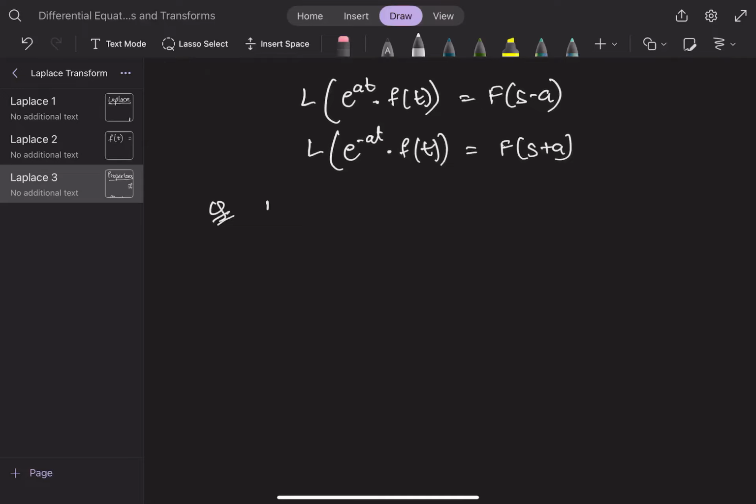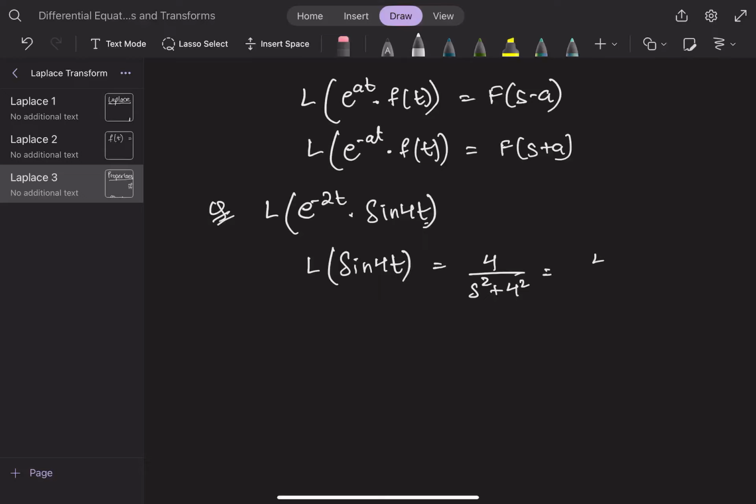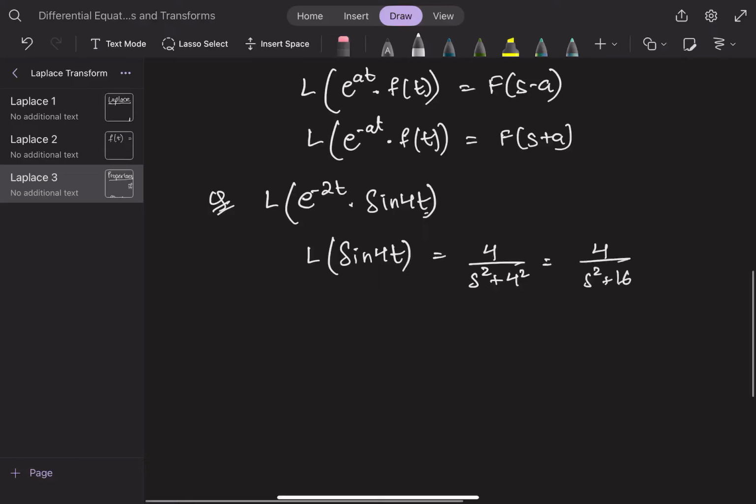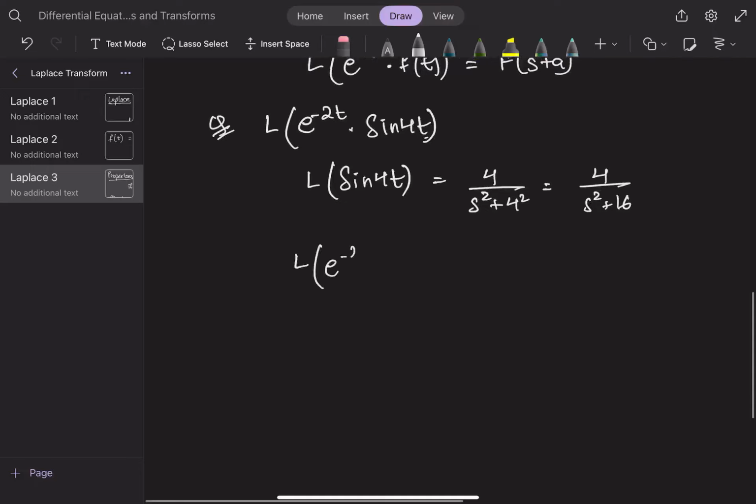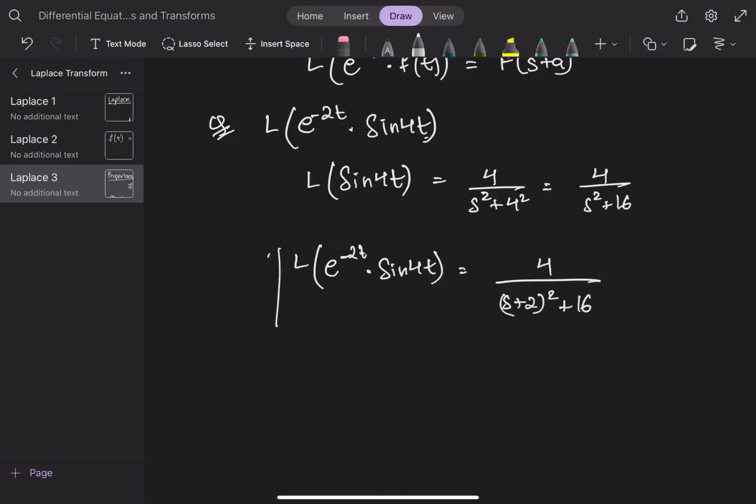Let's take an example. For example, you have Laplace of e raised to minus 2t multiplied by sin 4t. So we can find out the Laplace of sin 4t first. This will be 4 upon s square plus 4 square, which means 4 upon s square plus 16. So Laplace of e raised to minus 2t multiplied by sin 4t becomes, you replace s with s plus 2 as you have minus a over here. So it becomes 4 upon (s plus 2) whole square plus 16. This is the answer.